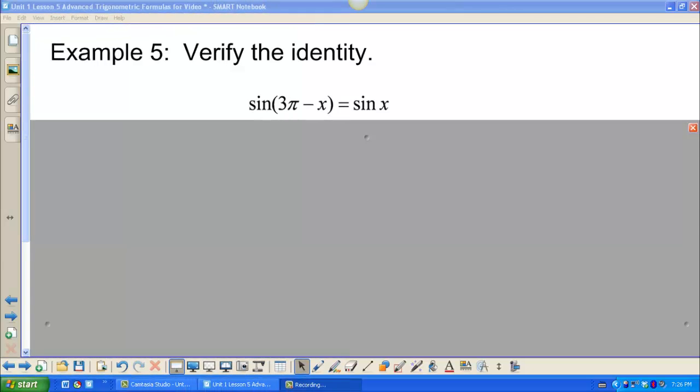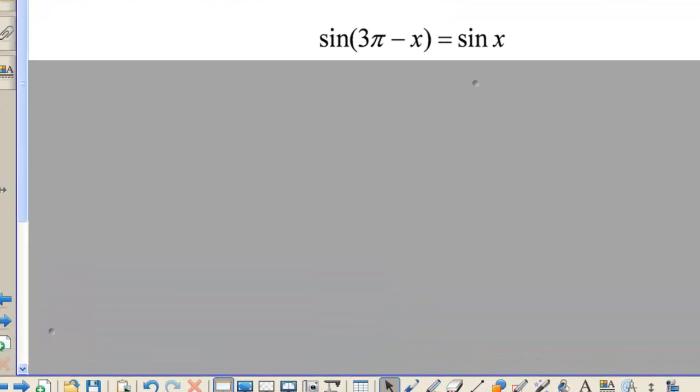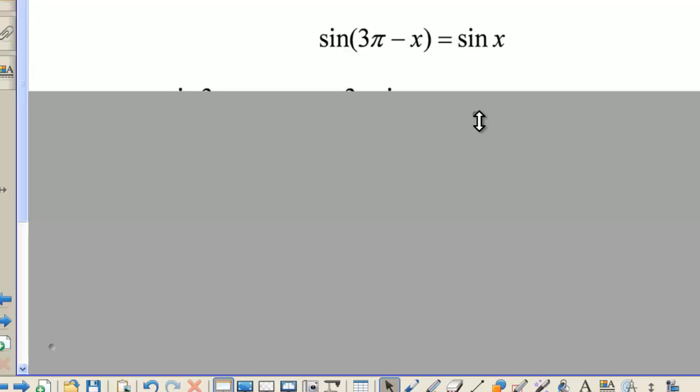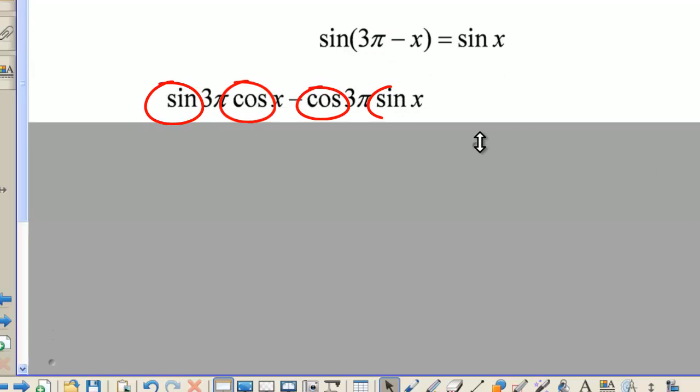Whew! After example 4, you'll like example 5. This one is pretty easy and to the point. We need to verify the identity. So I'm looking at the sine of 3 pi minus x equals sine x. And I notice, hopefully, wow, I've got a sine of a difference of two angles. So I need to apply the sum and the difference formula. So I'm going to do sine, cosine, cosine, sine. I'm going to alternate my angles. And the sign, since I had a difference, stays the same since it's sine.